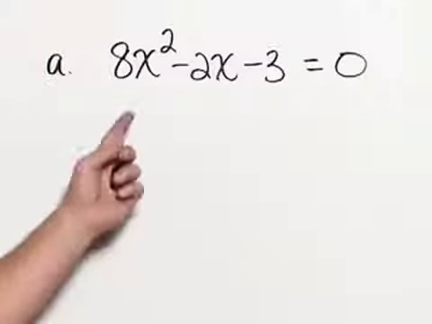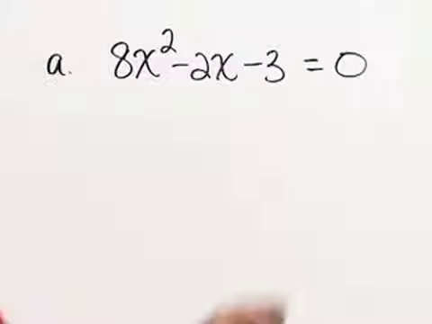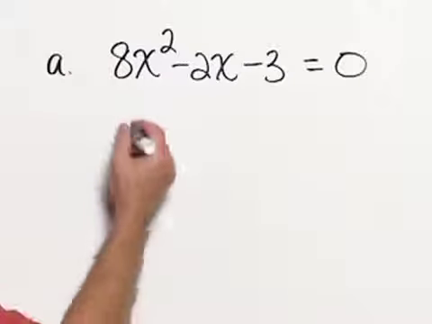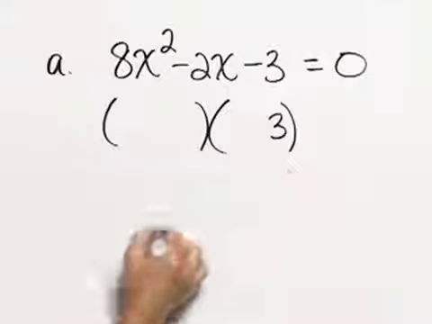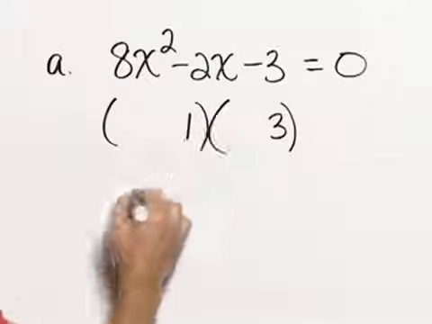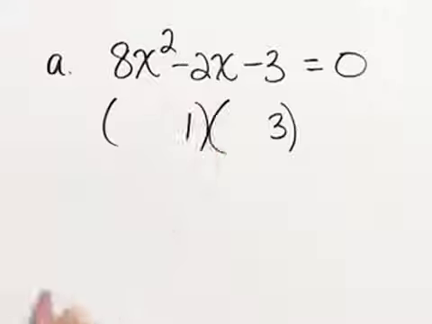So here we have part A. We need to solve this equation. Let's see if it'll factor. And we know that this has to be a 3 and this has to be a 1. Now we're trying to get a middle term of negative 2.